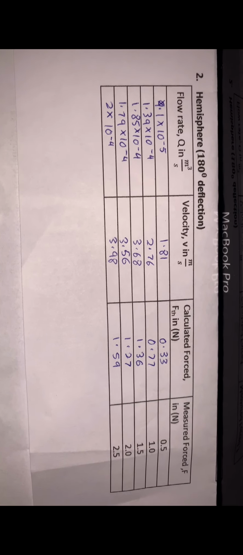Okay, for the hemisphere flow rate, we just fill in the blank, and for the velocity we need to do the calculation, which is v equal to Q over A. So we get 1.81, and the second one we get 2.76, and the third one we get 2.68, and the fourth one we get 3.56, and the last one we get 3.98.